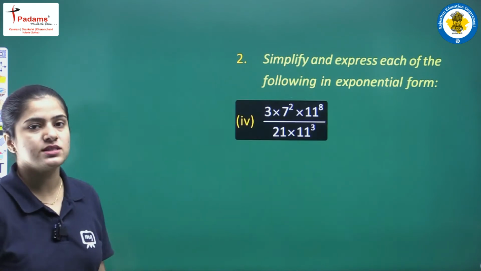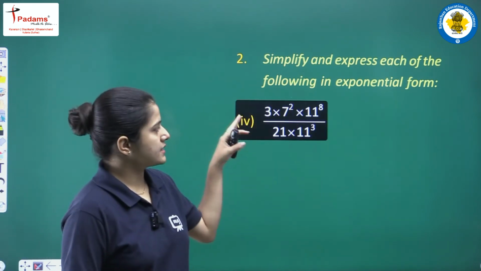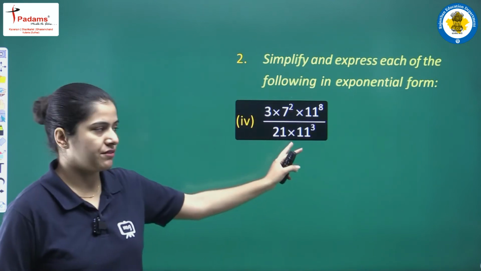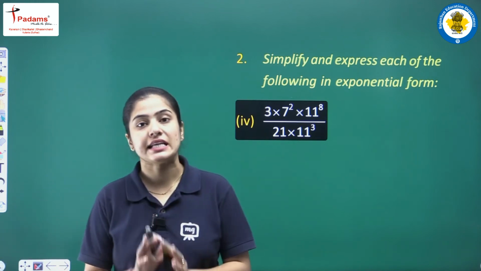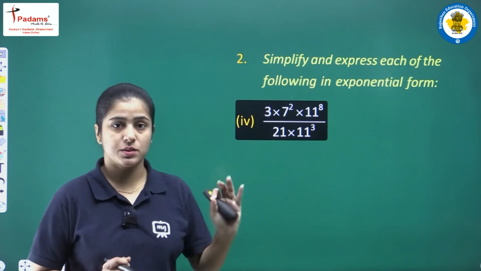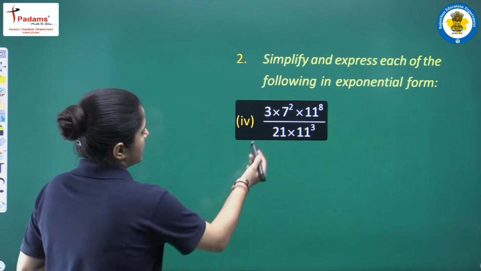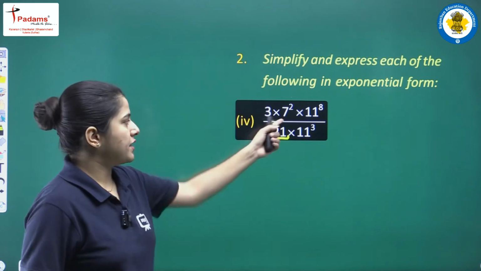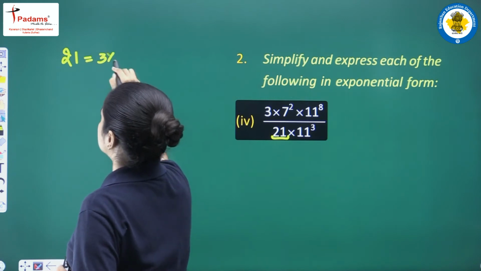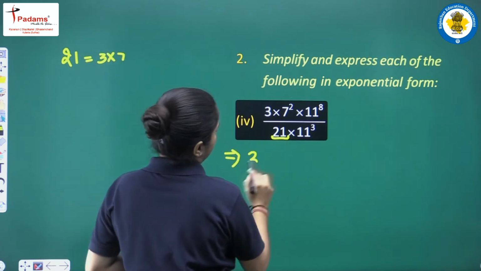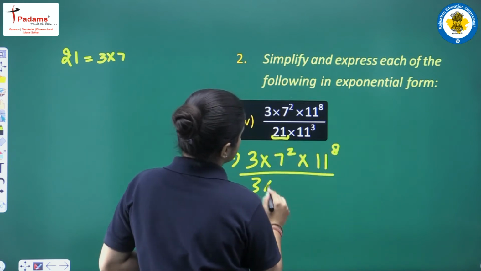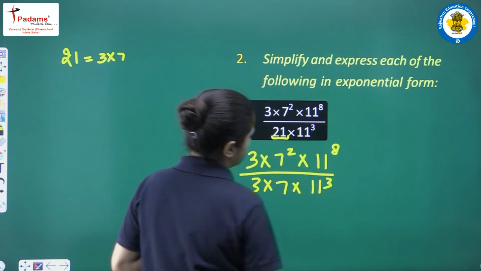Looking at the fourth part students, now what is here? We are given this thing, 3 into 7 raised to power 2 into 11 raised to power 8 divided by 21 into 11 raised to power 3. Now students, 11 is also a prime number, so we don't need to simplify this because it can't be, right? But we can solve 21, because 7 is also a prime number, right? So 21 can be written as 3 into 7, right? So 3 into 7 square into 11 power 8, 3 into 7 into 11 cube, right students?